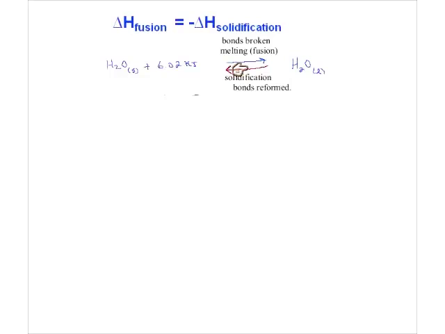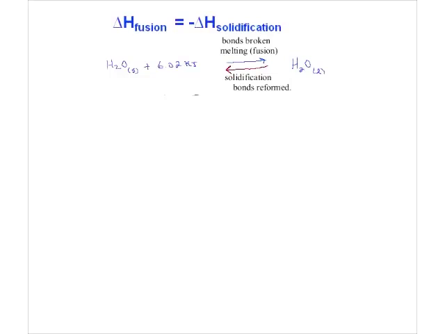This reaction or process can easily be reversed by simply changing the energy conditions, right? Putting it in a warm environment, the ice melts. Putting the liquid water in a cold environment, we reverse the process and it refreezes. And we know that the same amount of energy is going to be involved here.